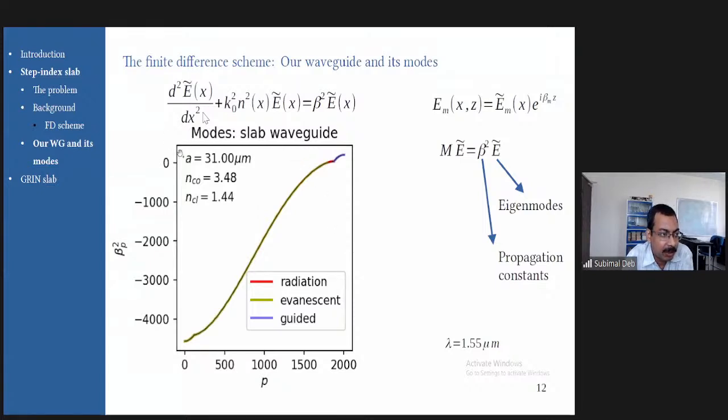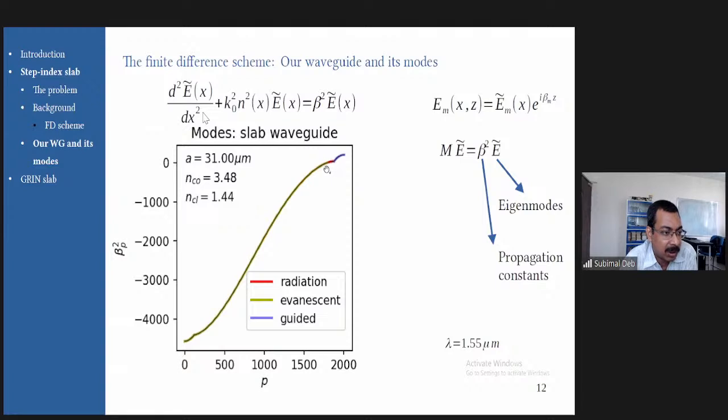So here I have our waveguide, for which we have used a wavelength of 1.55 microns and a step index fiber with a core refractive index of 3.48 and a cladding refractive index of 1.44. These are standard values which I've picked up from literature. And I have taken a waveguide of width 31 microns. So that is about 20 times lambda. And you will find that you have a set of guided modes which are marked in blue and a set of radiation modes which are marked in red.